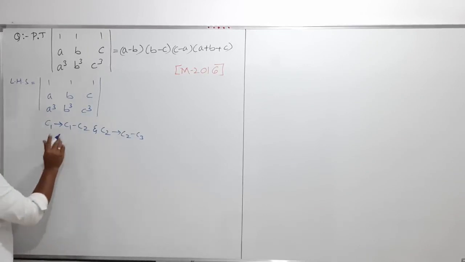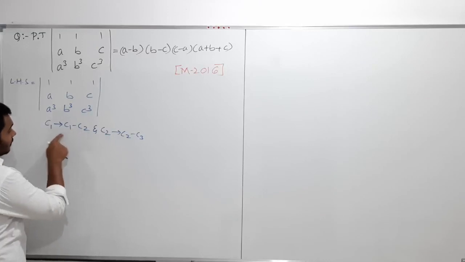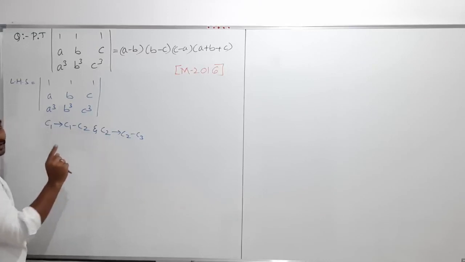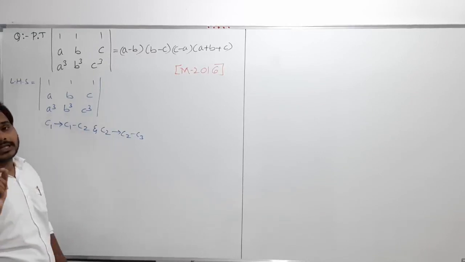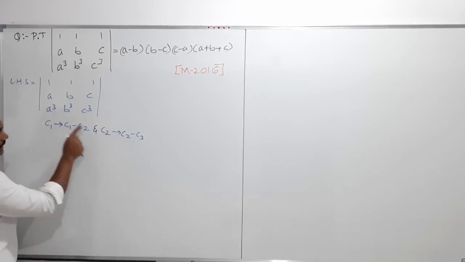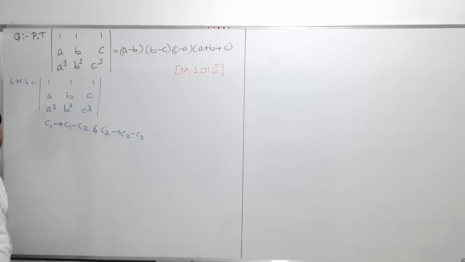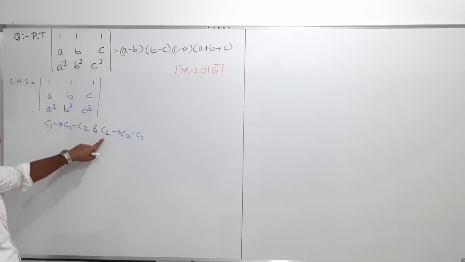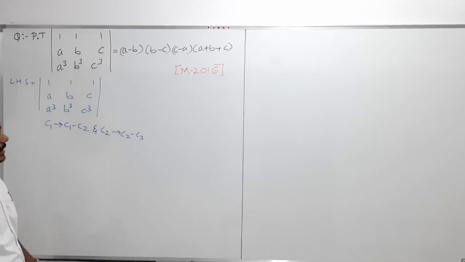Clear? Whenever you are applying more than one operation, keep in mind whether you are applying them to the same column or not. We should always check that. Here column 1 is changing, and here column 2 is changing. If column 2 were changing in both, then you should not apply these operations together.